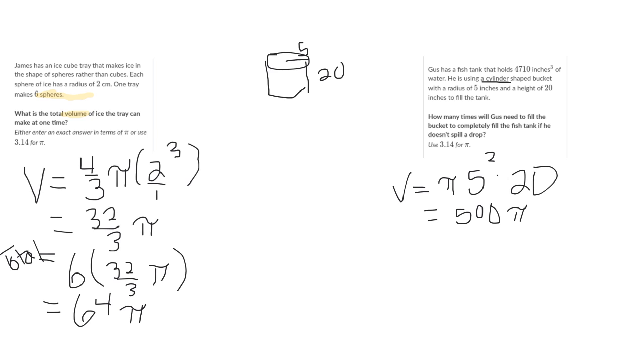Now, this is not our answer because we want to find out how many of these go in there. So I would probably approximate how much this would be. So take 500, multiply it by 3.14. So 500 times 3.14 is 1,570.